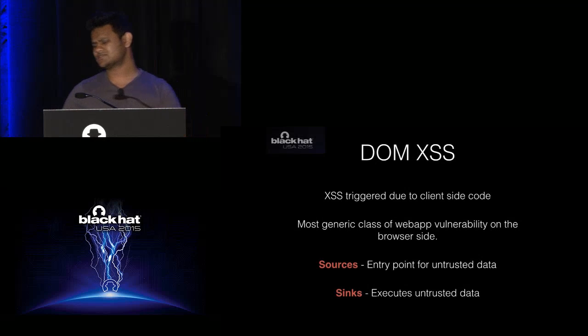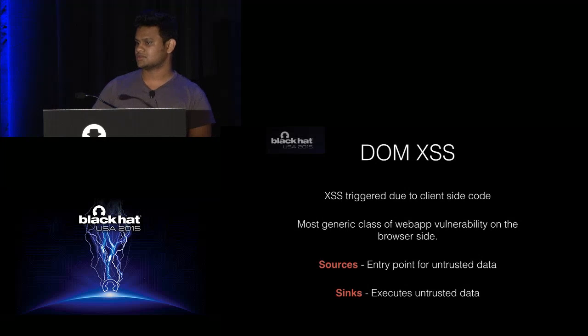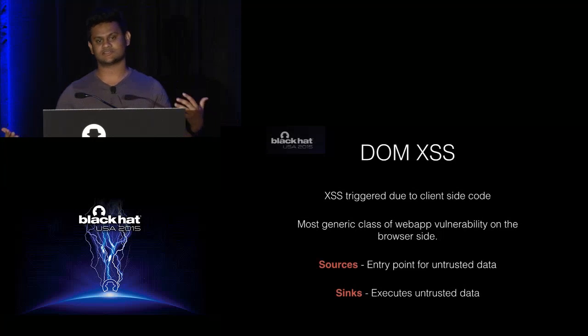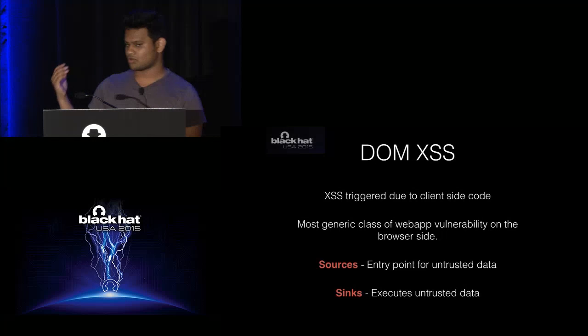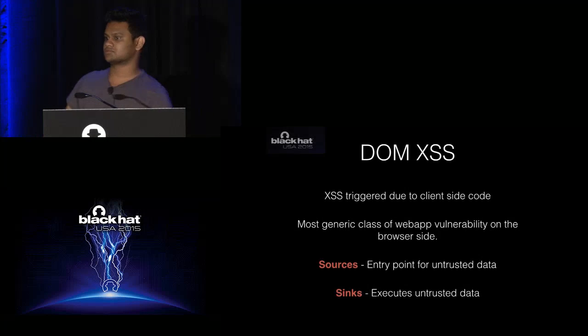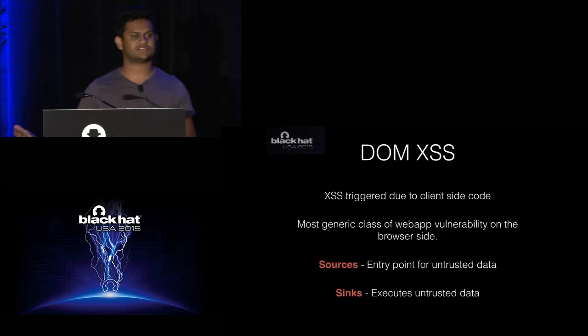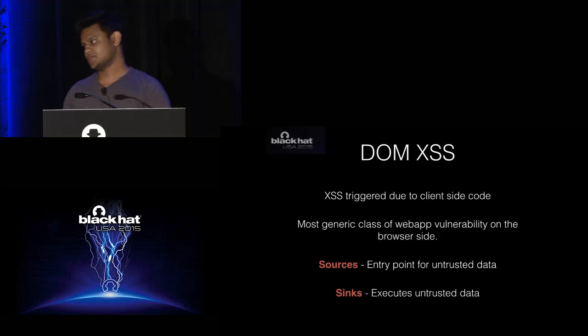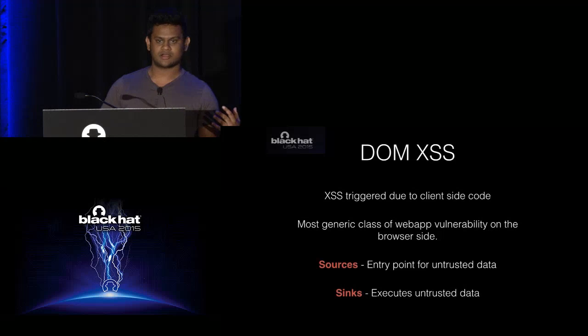To understand more about DOM XSS, people usually refer to the classical thing of how data flows using sources and sinks. So in today's talk, when we talk about sources, we are going to talk about any entry point where an attacker can inject data. And a sink is where the same untrusted data gets to execute directly or indirectly. Is that cool?